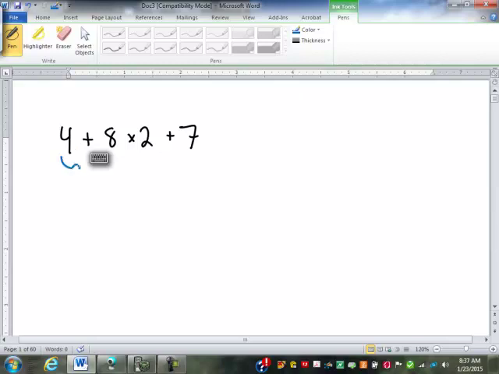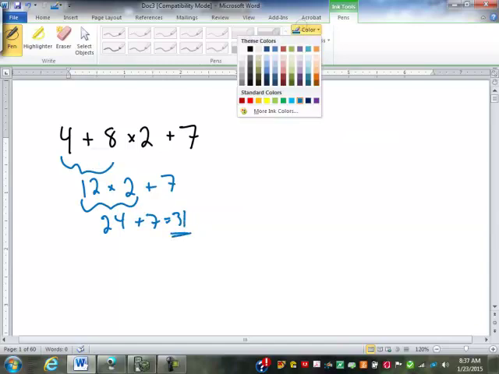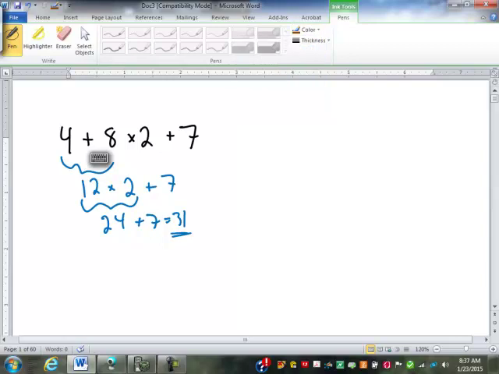You might look at it and do, well, 4 plus 8 is 12. 12 times 2 is 24, and then plus 7 is 31. And that makes perfect sense, only that's not the right answer. To guarantee that two people look at a problem like this and get the same answer, we've defined something called the order of operations.